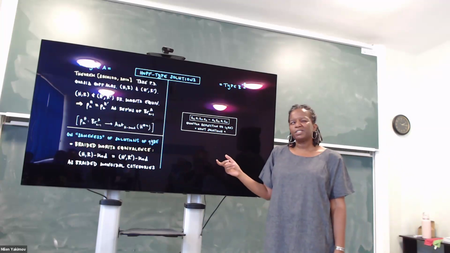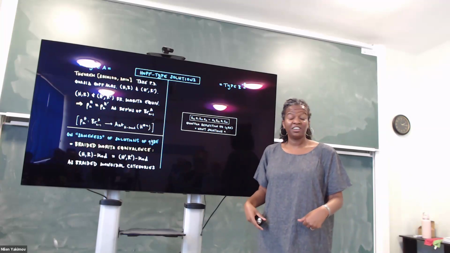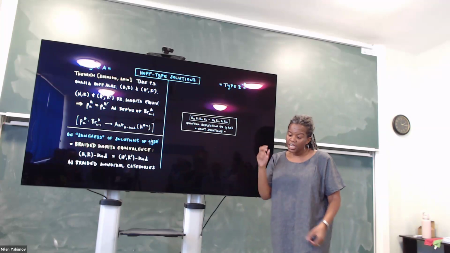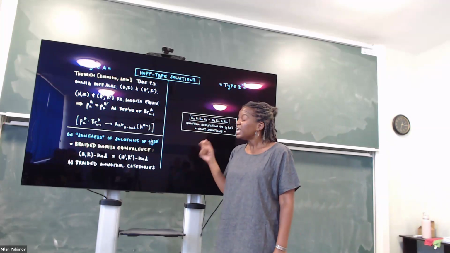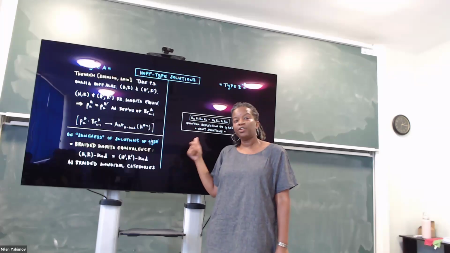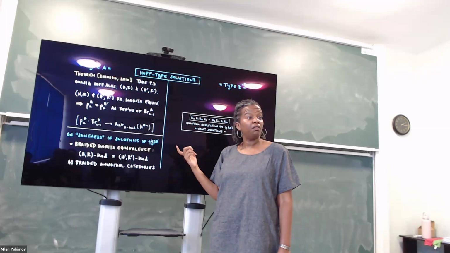So there's a really nice result of Shimizu in 2010 that ties back to braid group representations. What he proved was that if you take two finite dimensional quasi-triangular Hopf algebras, if they're braided Morita equivalent, their induced braid group representations of type A are equivalent as well.